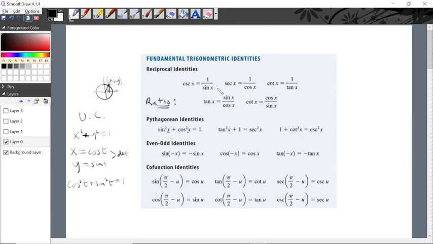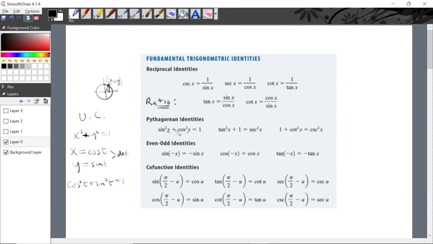Now we can use the reciprocal identities and ratio identities in order to derive the other two Pythagorean identities. For instance, divide everything by cosine squared, and you would get tangent squared plus 1 is equal to secant squared. And if you divided everything here by sine squared, right? Divide this, this, and this all by sine squared of x.